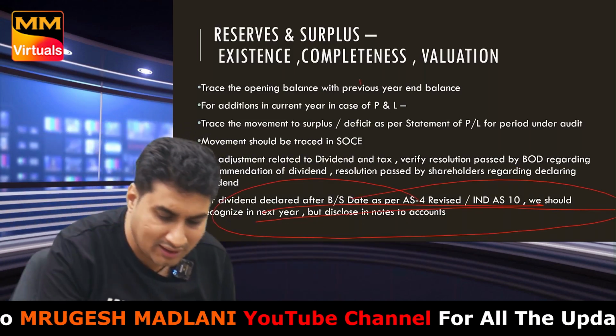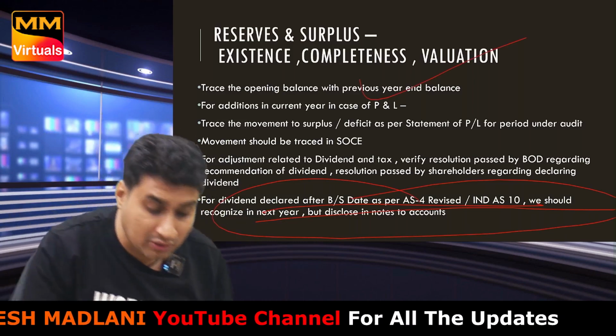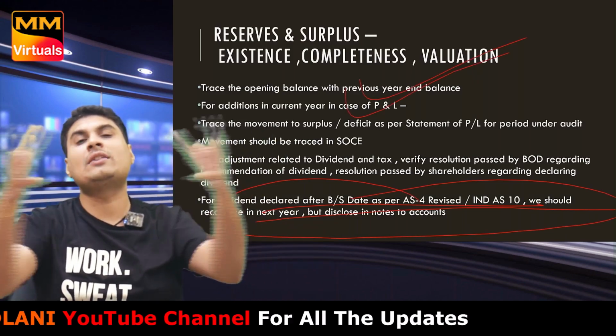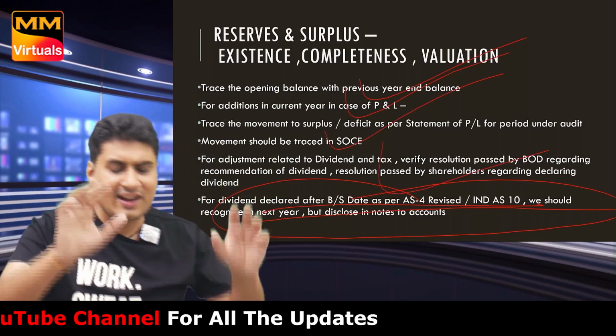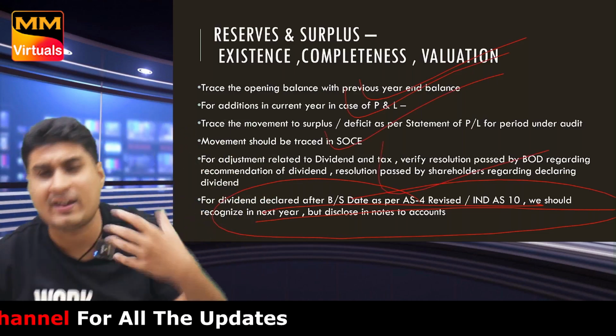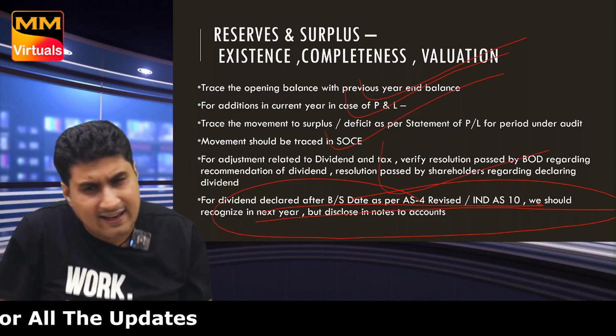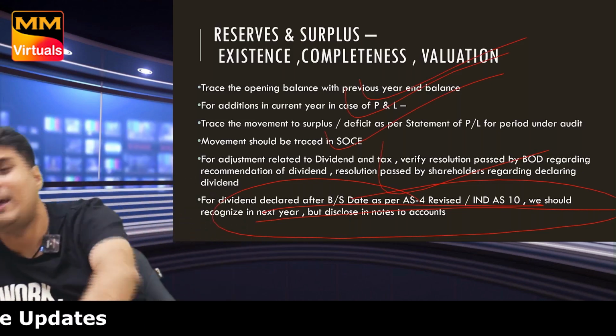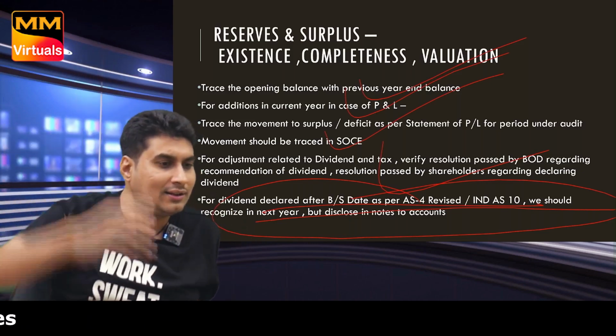Very simple. Trace the opening balance. For additions during the year, see also with the statement of changes in equity. Dividend and tax resolution is passed by board of directors and shareholders. Second, if dividend is declared after balance sheet date, then you have to show it in next year. Over.